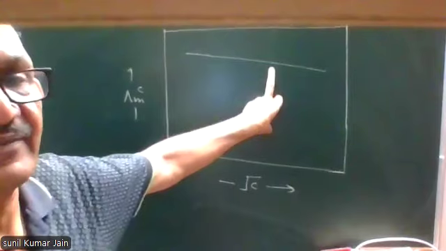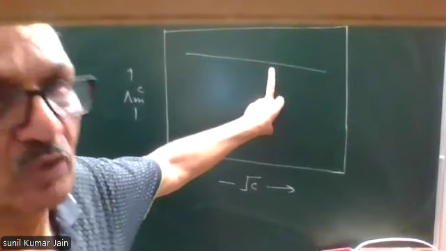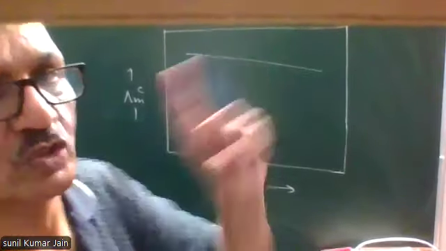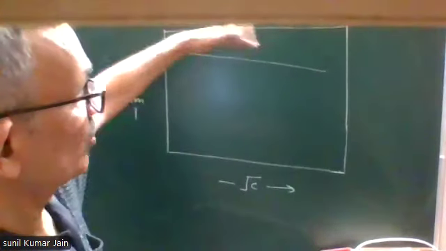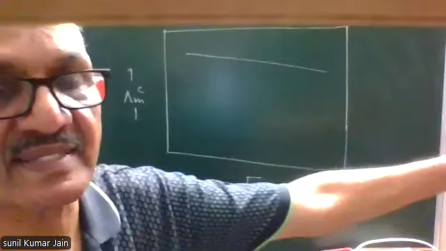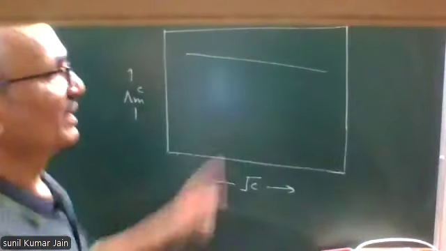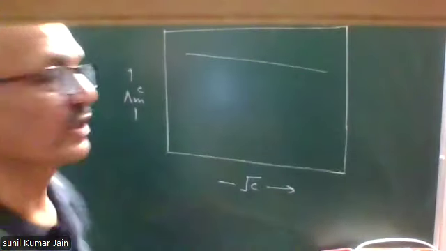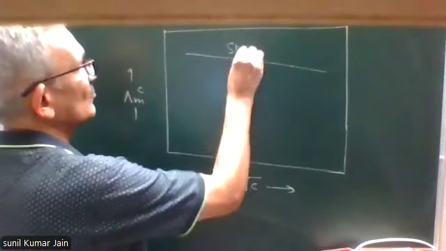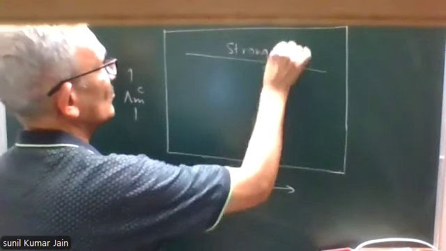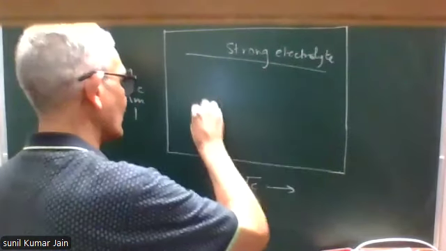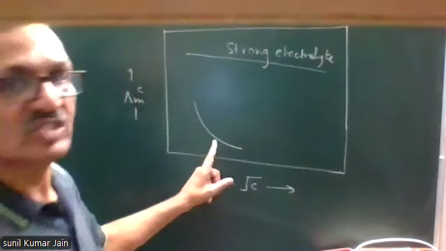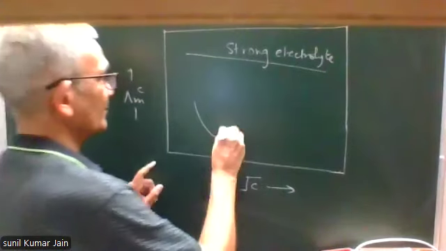This graph is almost parallel to x-axis. This is not parallel. This is almost parallel to x-axis. This is going downwards as concentration increases. This graph is for strong electrolyte. This graph is for weak electrolyte.